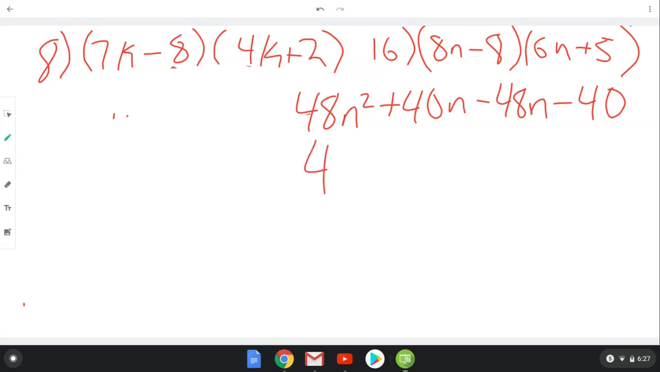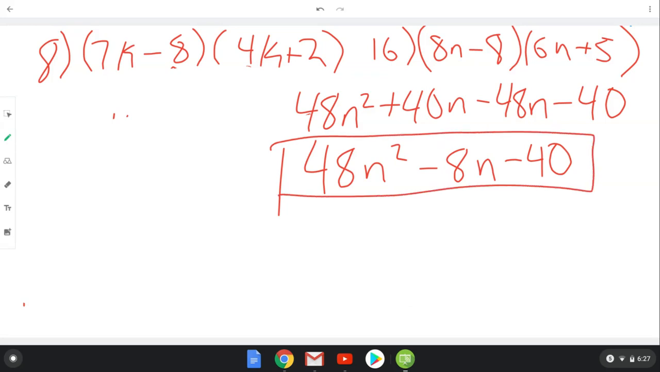So I have 48n squared, 40n minus 48n is negative 8n, minus 40. So this is going to be my final answer. So that's the process when we're multiplying two binomials. In the next video, we'll look at some more examples of multiplying polynomials.